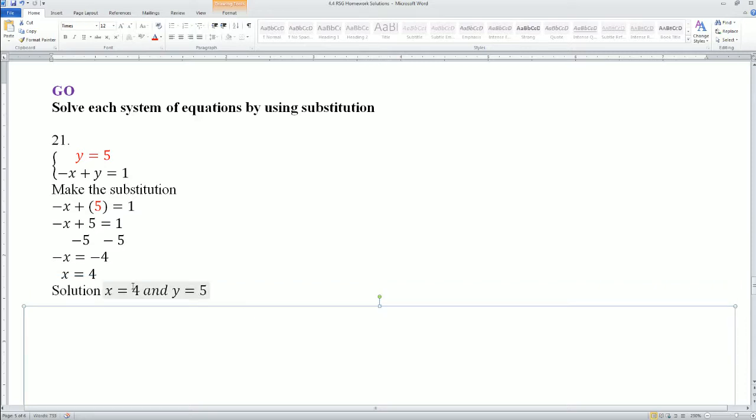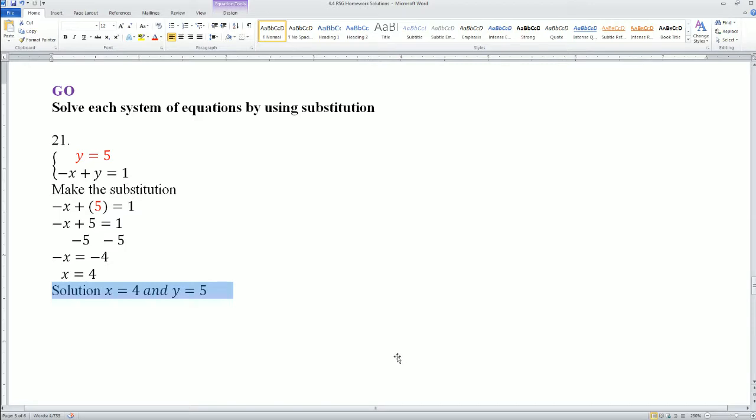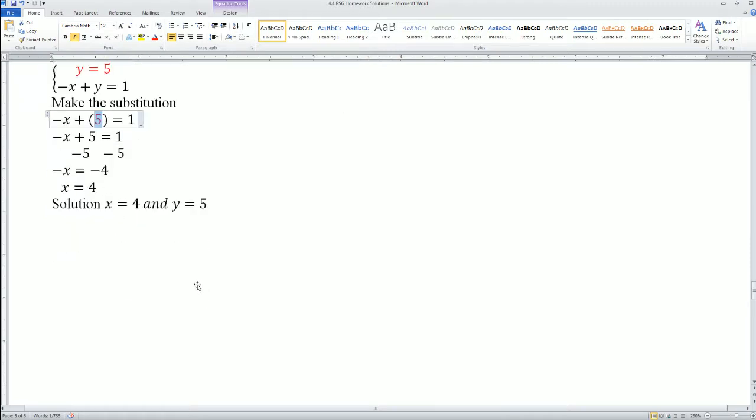So your solution would be when x is equal to 4, y is equal to 5. That would be your complete solution. You could also put it in ordered pair if you want, like 4 comma 5. But that is that substitution. That is the purpose of substitution.